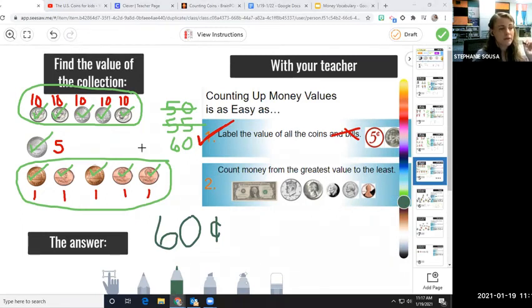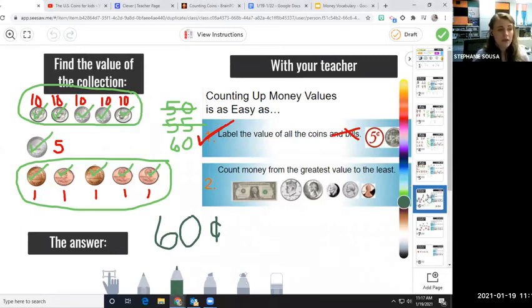I hope you're seeing that there's wiggle room for mental math here. I mentally counted my tens. I mentally counted my pennies for my 1 cent. So those mental math counting skills help us with our money counting. It's a great time to practice them.